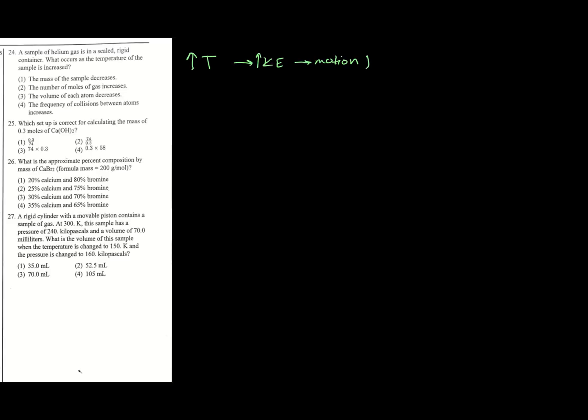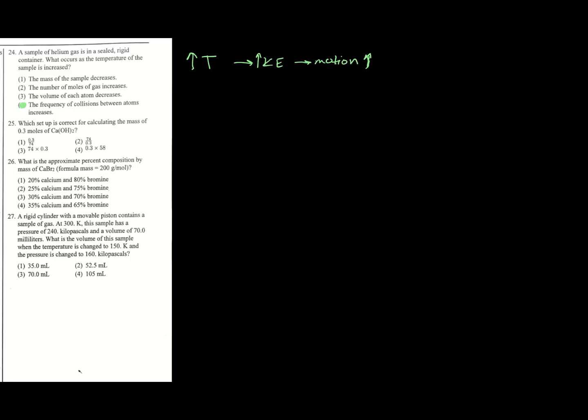Okay, so with more motion, they're more likely to bombard and collide with each other, and really, of the rest of these choices, it has to be choice 4. The frequency of collisions increases. They're just going to keep bumping and colliding with each other more if they move really fast.